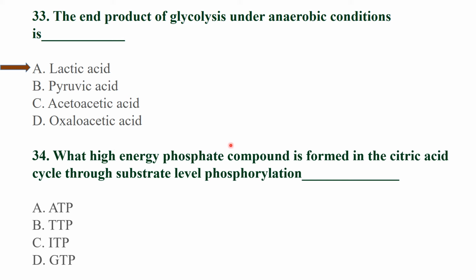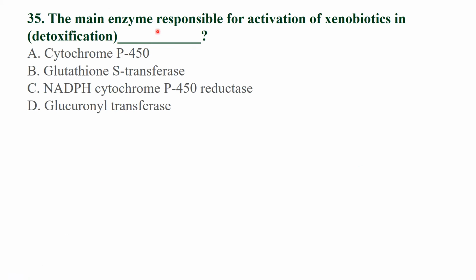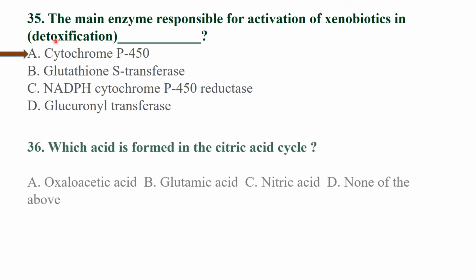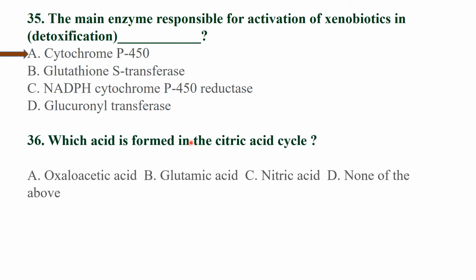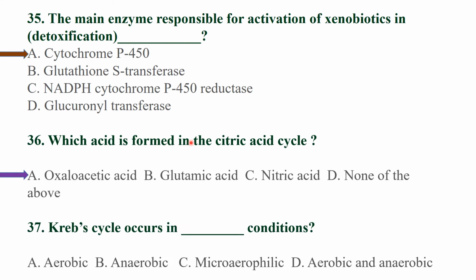What high energy phosphate compound is formed in the citric acid cycle through substrate level phosphorylation? It is GTP. The main enzyme responsible for activation of xenobiotics in detoxification is cytochrome P450. Which acid is formed in the citric acid cycle? Oxaloacetic acid. Krebs cycle occurs in aerobic conditions.